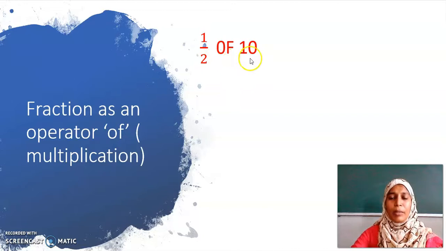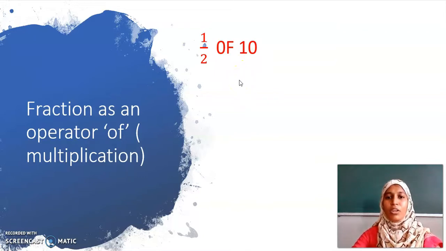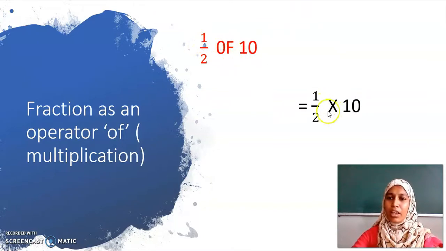This is very simple. But when it comes to 6 by 7 of 10, it may be a little bit tricky to answer it as you did for half of 10. So we should have some system to answer such questions. The thing is, here our "of" is replaced by the multiplication symbol: 1 by 2 into 10.